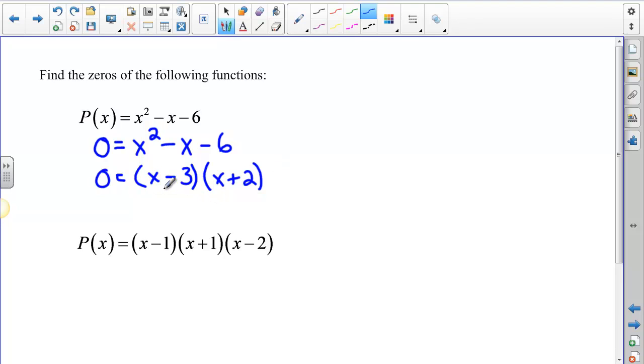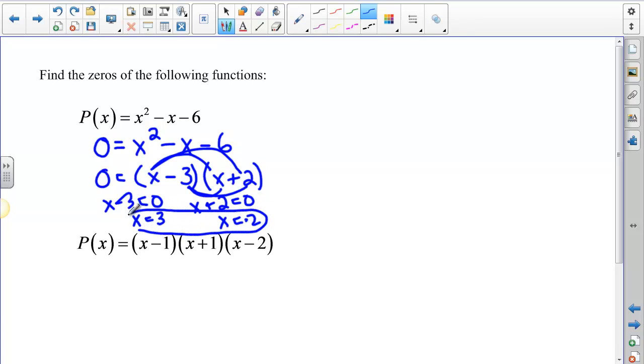All right, so x minus 3 and x plus 2, that's because x times x is x squared. x times 2 is 2x, negative 3 times x is negative 3x, and the positive 2x and negative 3x give us negative x, and then negative 3 times 2 is negative 6. What do we do when we get to this point? We set those factors equal to 0, so x minus 3 equals 0, or x equals 3, x plus 2 equals 0, or x equals negative 2. These are our zeros: 3 and negative 2.